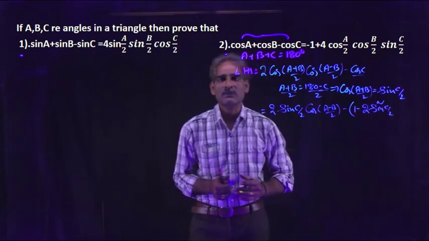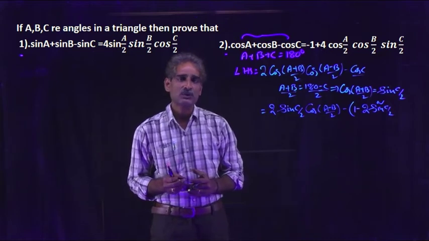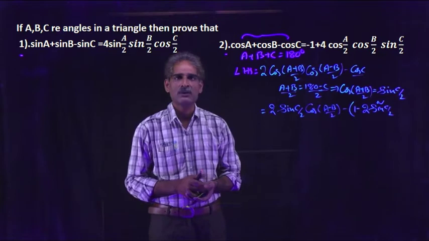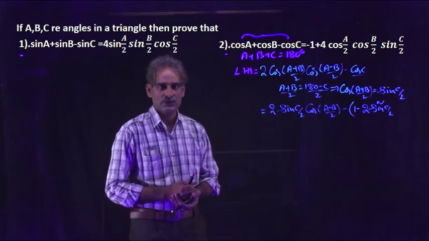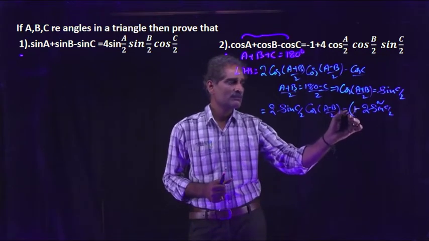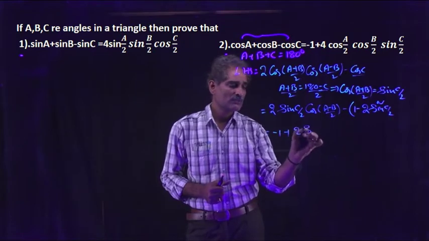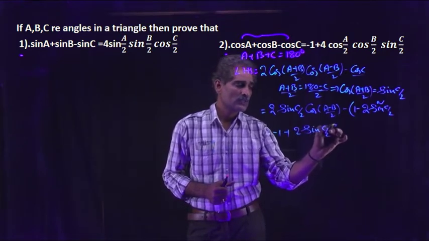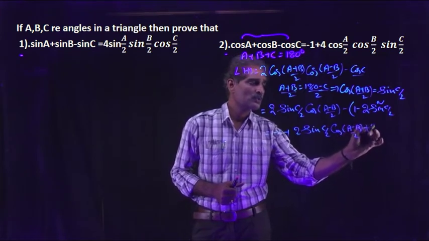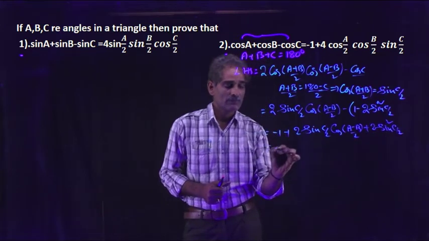Actually we have three formulas for cos C. One is cos square C by 2 minus sin square C by 2. In terms of only cos, 2 cos square C by 2 minus 1. In terms of sin, 1 minus 2 sin square C by 2. Okay, now multiplying by minus, then we will get minus into 1 minus 1 plus 2 sin C by 2 cos of (A minus B) by 2 plus 2 sin square C by 2 minus 1 plus.